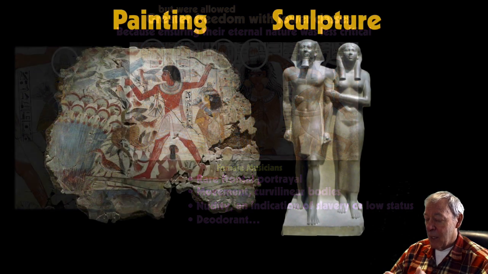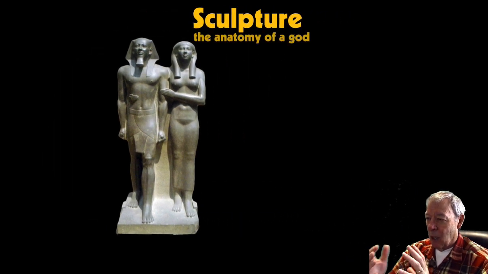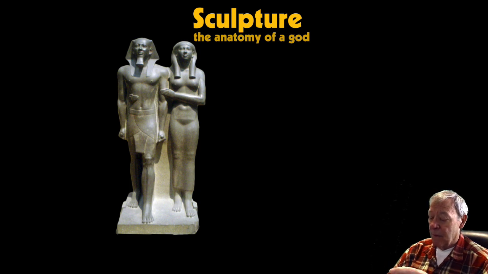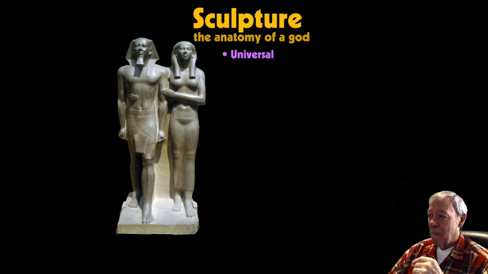All right, now let's take a look at sculpture. Now in this case, we're looking at three-dimensional sculpture rather than relief. So this isn't truly freestanding, since it is relief also, but it's a very high relief. So what we want to look at here is the anatomy of a god as portrayed in these sculptures by the Egyptian artist. So first of all, as I've mentioned numerous times, these are universal images, not intended to look like real life, but rather an idealized universal representation.